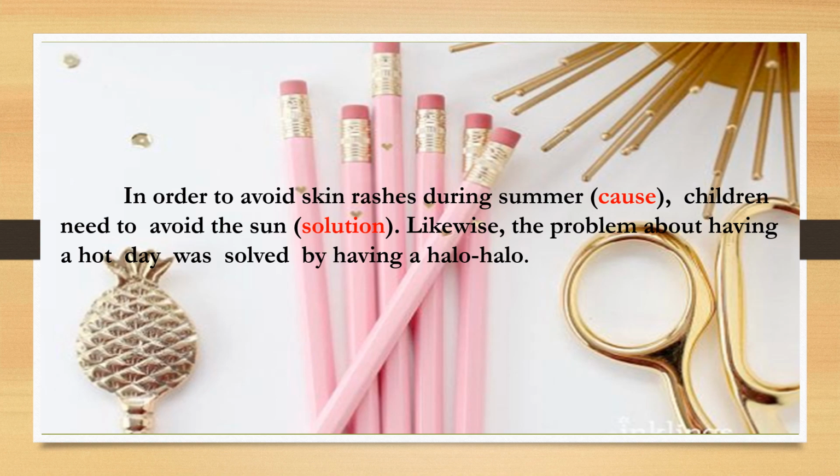A problem and solution sentence is a sentence pattern where there is a concerning issue and a remedy to the said issue. Most often, the word used to form the compound sentence that shows a problem-solution relationship is the conjunction so.